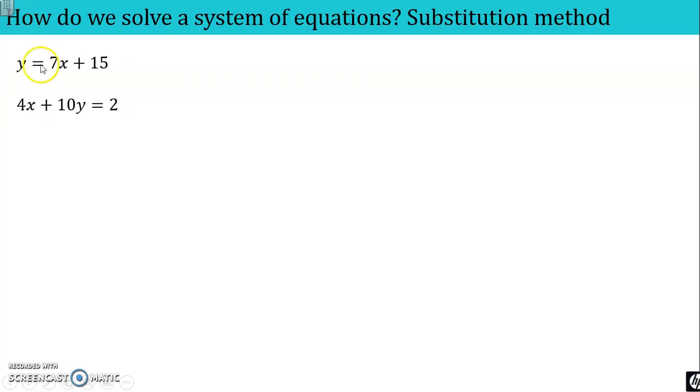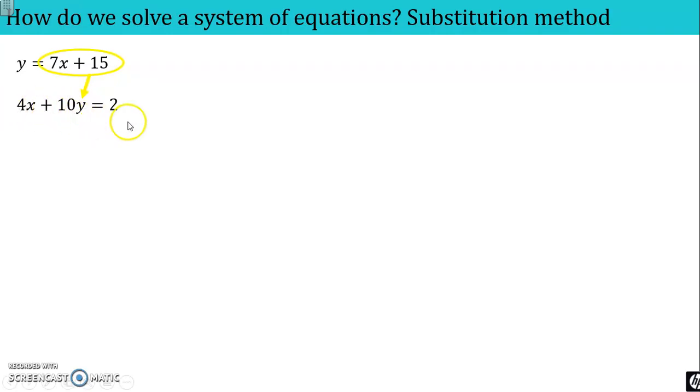All right, so we already know that y is equal to this expression, 7x plus 15, which means I can plug 7x plus 15 in for y. If they're equal, I can substitute them. That's where this method gets its name.